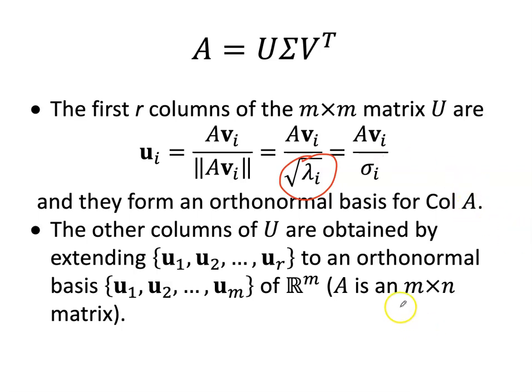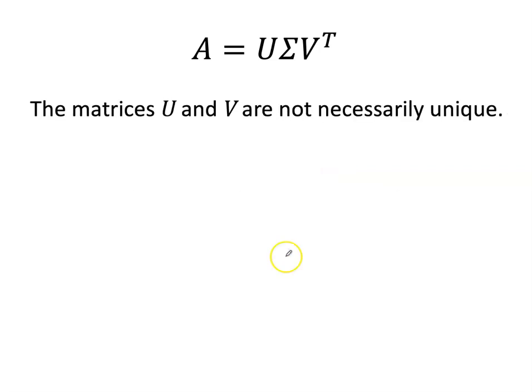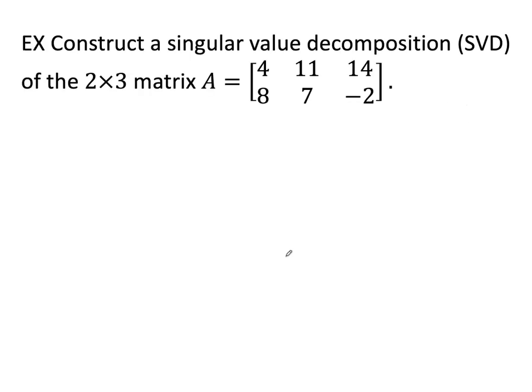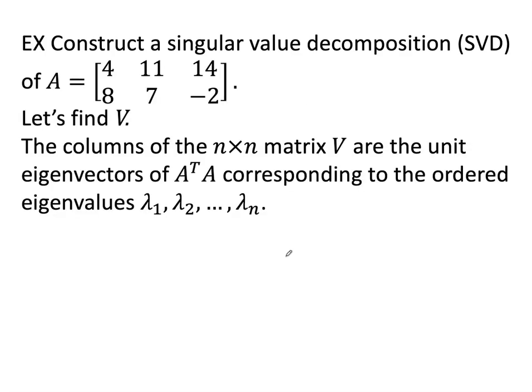A, again, was an m by n matrix, so m is the number of rows of A. And again, r was the rank of A. The matrices U and V are not necessarily unique. Okay, we're just dying for an example. Construct a singular value decomposition of the 2 by 3 matrix A equals [4, 11, 14; 8, 7, -2].